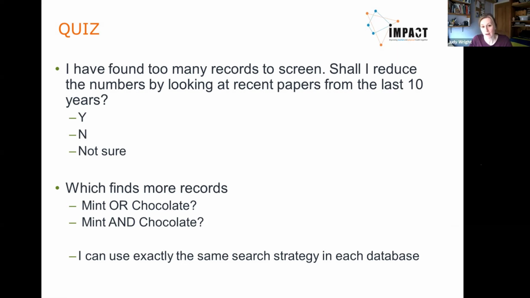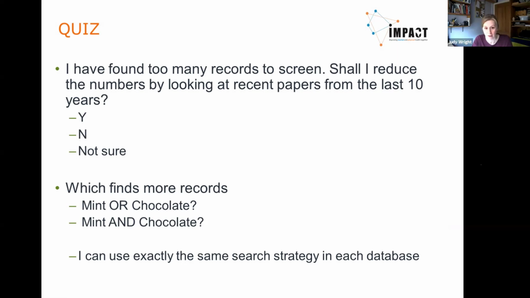So if we search for mint or chocolate, then we're going to find things about the plant mint on its own. We're going to find things about mint sauce, for example, and we're also going to find things about chocolates and cherry chocolates and chocolate bars. Whereas if we searched for mint and chocolate, both the mint word and the chocolate word have to appear within the same record.